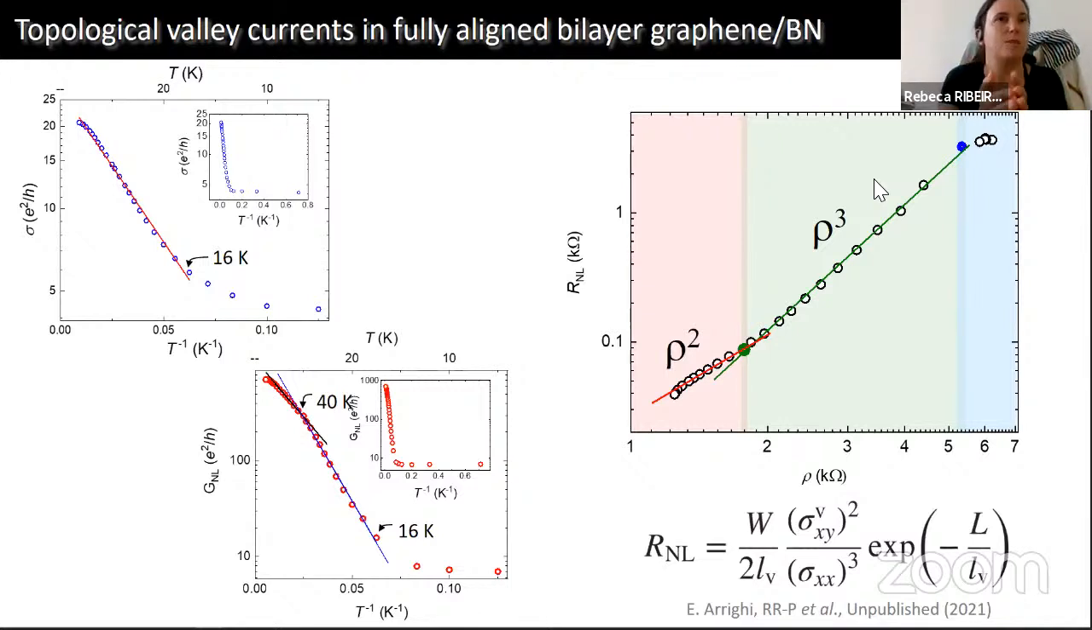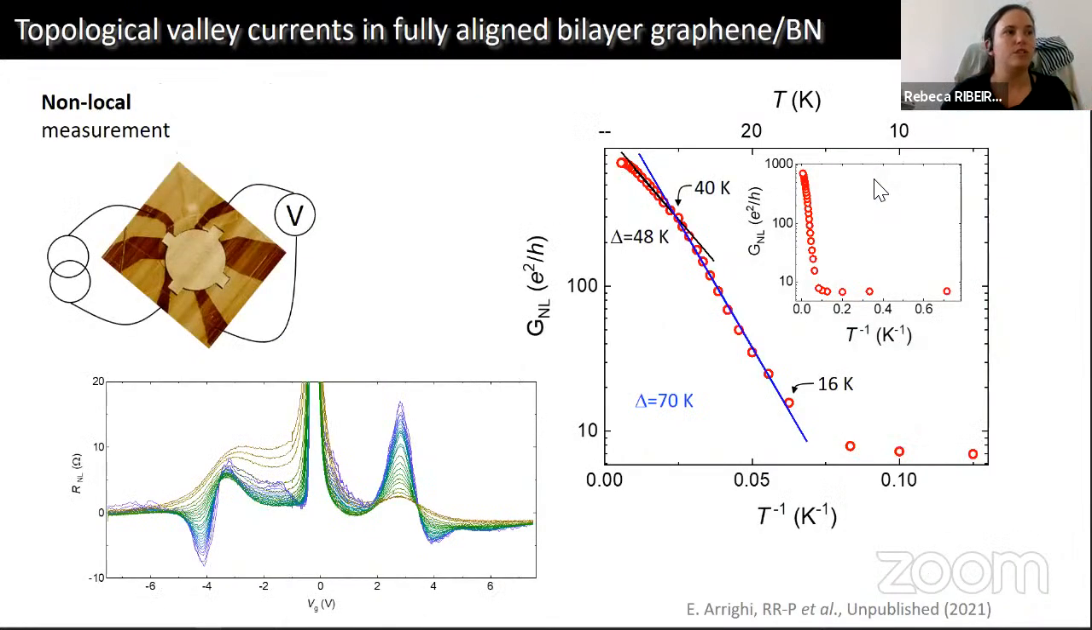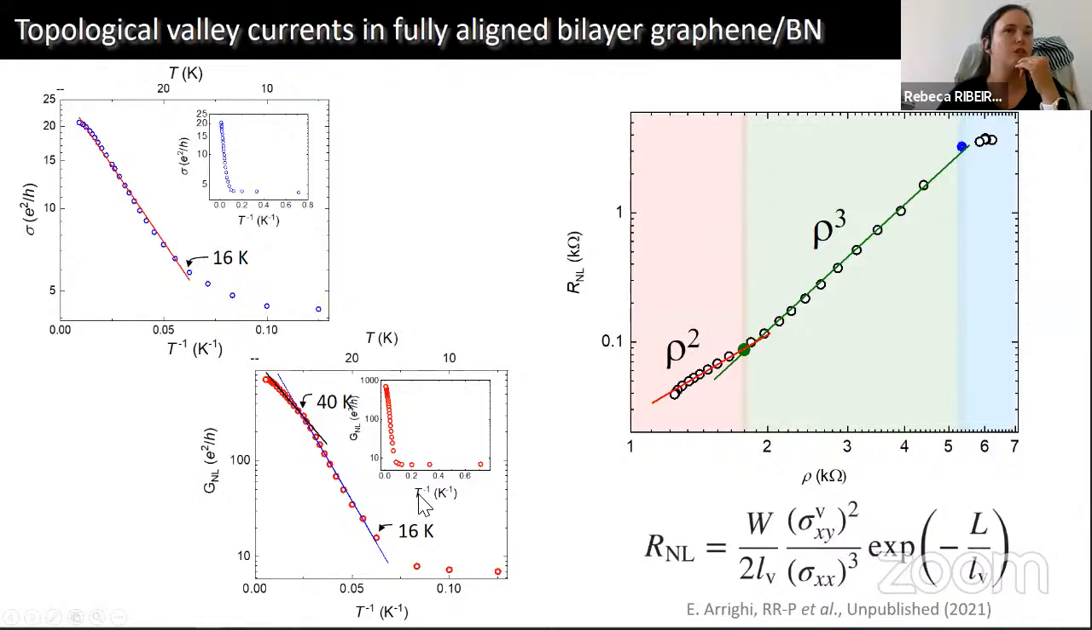So the first question is, what is happening here? Why do we have three regimes? Last time we saw a paper about bilayer, there were only two. Now we are having three regimes. What are these three regimes about, and how can they help me to understand what is happening around the satellite peaks?